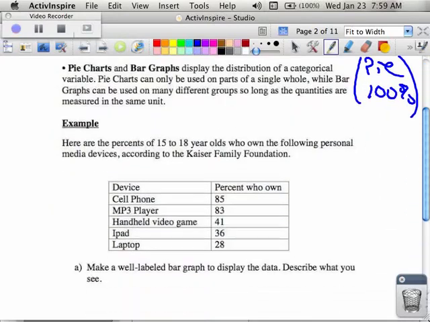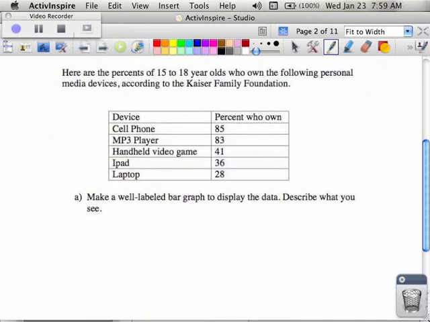So let's try an example here. Here are the percents of 15 to 18-year-olds who own the following personal media devices. Cell phones 85%, MP3s 83%, video games 41%, iPads 36%, and laptops 28%. Notice that they are not mutually exclusive. That means you could own more than one thing. What graph can't I use? A pie, because this would total up more than 100%, so you are not allowed to use a pie chart.